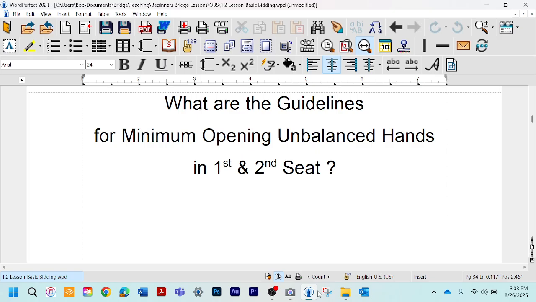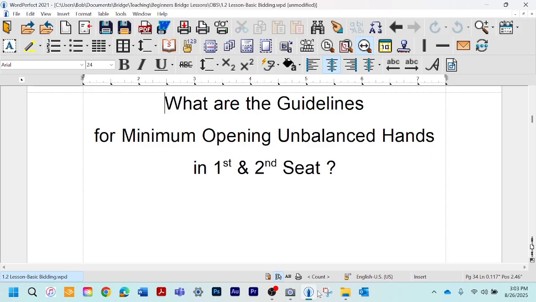Okay, what are the guidelines for minimum opening unbalanced hands? Definition of balanced and unbalanced. An unbalanced hand has like a 5-card suit in it. A balanced hand doesn't have a 5-card suit. That's the simplest way to describe it right now, although there's plenty of other variations to that.